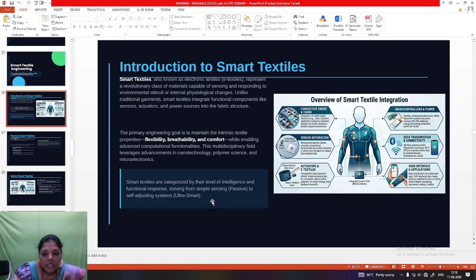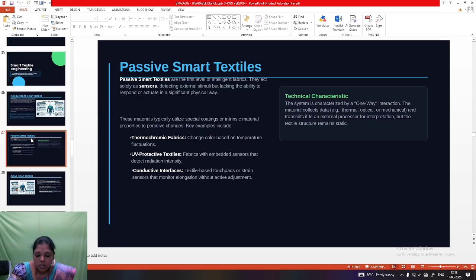Introduction to smart textiles: there are two types, active and passive smart textiles. Now let us discuss the passive smart textiles. Passive smart textiles are the first level of intelligent fabric. They act solely as sensors, detecting external stimuli but lacking the ability to respond in a significant physical way. This material typically utilizes a physical coating.